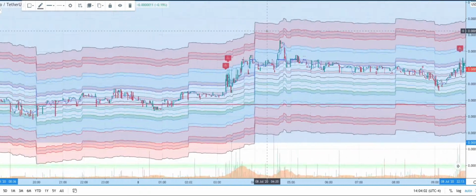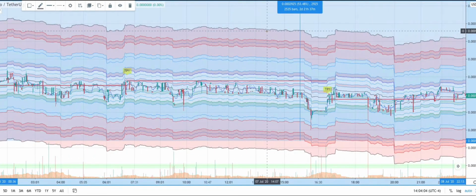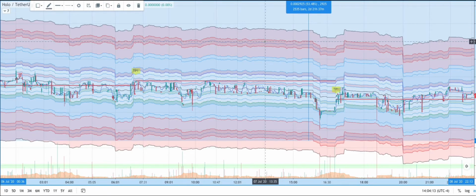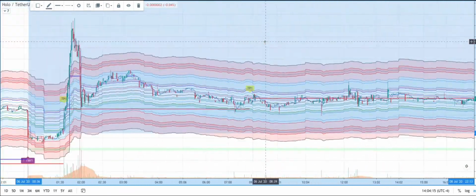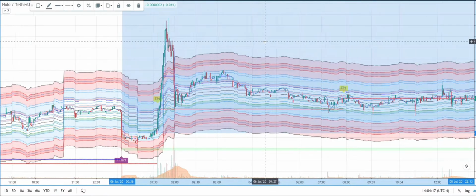oh man, this is a monster trade. 53.48% in 2 days, 21 hours, and 37 minutes. That's a good place to keep your money. Of course, it could have gone the other direction, right?